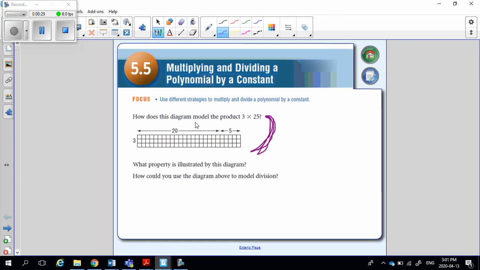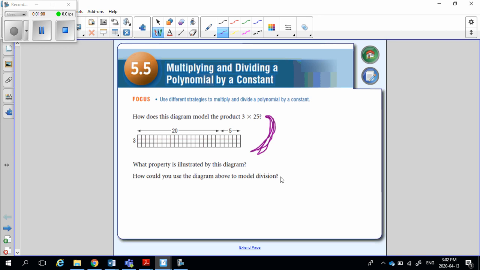Okay, so if we look at the first page of our notes here, we can see what is being shown. How does this diagram model the product 3 times 25? So we have the 3 over here, 25 across the top. We have 3 groups of 25, so you could say it's 75. 3 times 20, 3 times 5 would also give you 75 as a product. So that's called the distributive property.